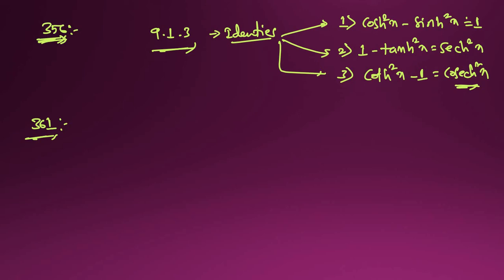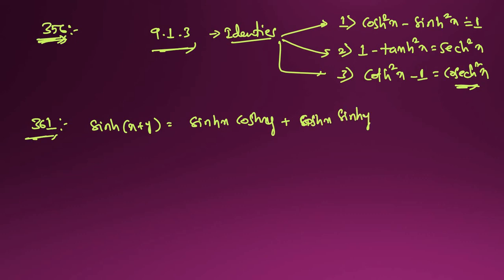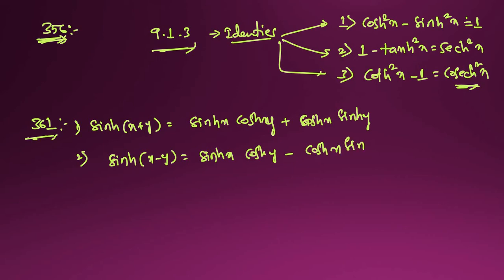On page number 361, you will find sinh of x plus y is equal to sinh x cosh y plus cosh x sinh y. This is like sin of a plus b is equal to sin a cos b plus cos a sin b. This is the first one, and this is the second one. Sinh of x minus y will come as sinh x cosh y minus cosh x sinh y.